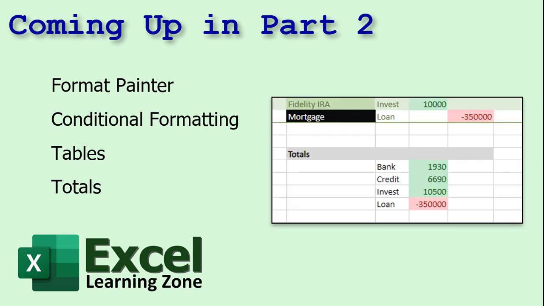And then we're going to calculate some totals at the bottom so we can see what all of our bank balances are, what all of our available credit is, what our investment accounts add up to, what your loans are worth, that kind of stuff. And that'll be, again, using the SUMIFS function.